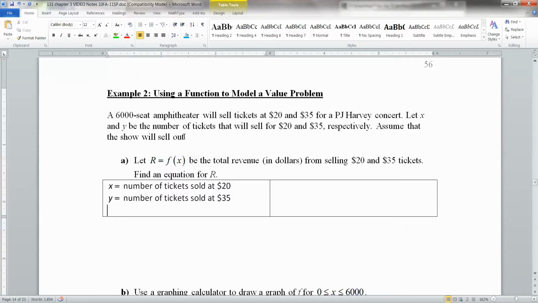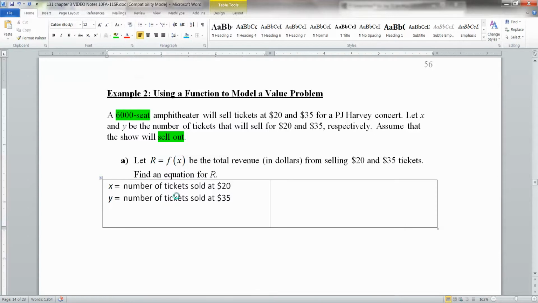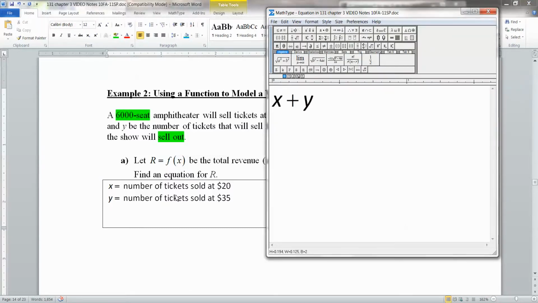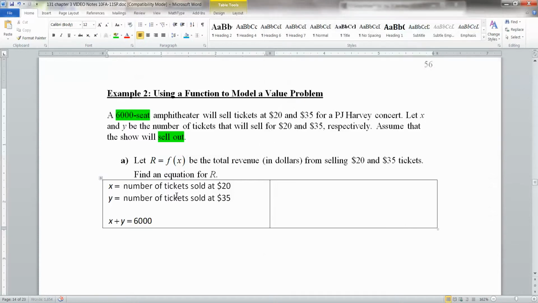Okay? Now, keep in mind, they gave us one other piece of information. It's right here. Well, actually, it's two pieces. They tell us that the concert's a sellout, and they tell us that there's 6,000 seats, right? So if you sell it out, that means every one of those 6,000 seats are sold, which means X plus Y has to be 6,000. Has to be. All right, we'll keep that in mind for later because we're going to need it.